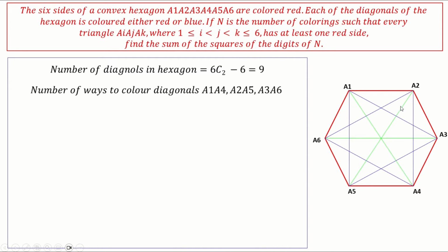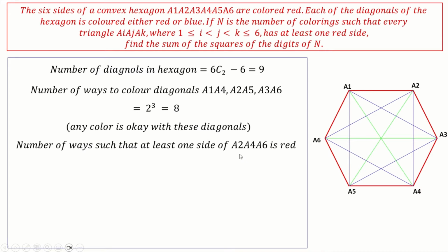So these 3 green diagonals can have any color, right? So that is 2 power 3, which is equal to 8. 2 colors each in the 3 diagonals, so 2 into 2 into 2, which is 8. Now next is the second set of diagonals, which is A2, A4, A6, formed by these, and the other is A1, A3, A5. Let's look at A2, A4, A6. This one requires any color, only one exception is all 3 cannot be blue, so I am doing minus 1. So 2 power 3 minus 1, which is 7 colorings possible here.